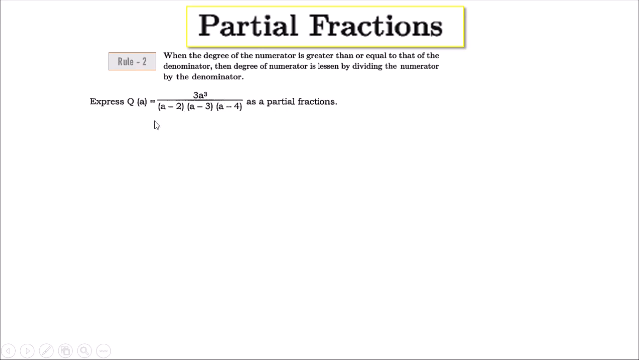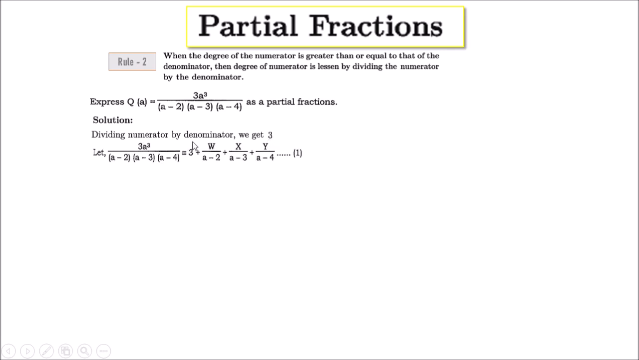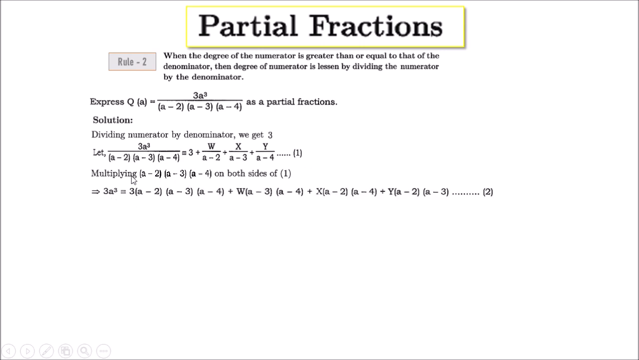So 3a cube by a cube, if you divide it, you will get 3. So this 3 will be added in front. So 3a cube by (a minus 2)(a minus 3)(a minus 4) equals 3 plus 3 alphabets, one for each of the factors, 1, 2, 3 factors. For each of them you can take x, y, z or a, b, c, whatever alphabet, it doesn't matter. Now you just multiply the denominator on both sides of equation number 1. You will get the numerator standing here, and for the rest of the portion, you multiply 3 into the denominator; there is nothing in the denominator for it, so it will be totally here.